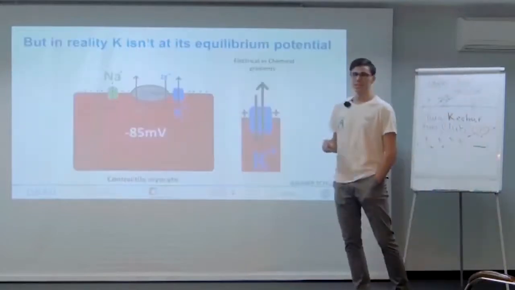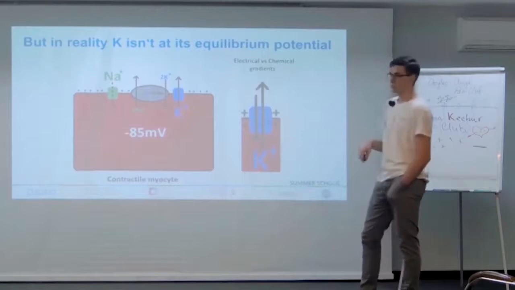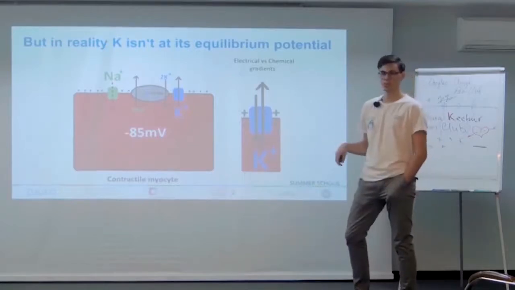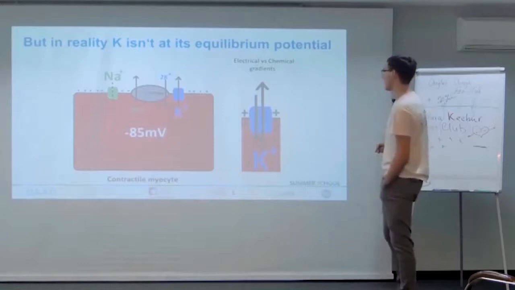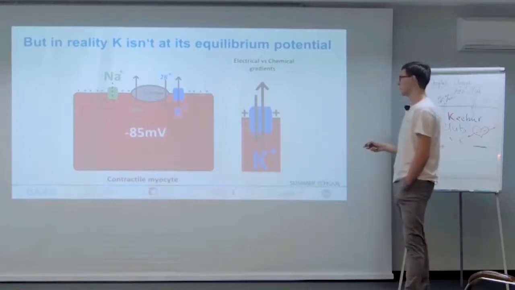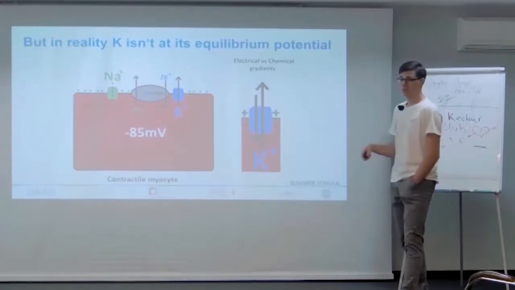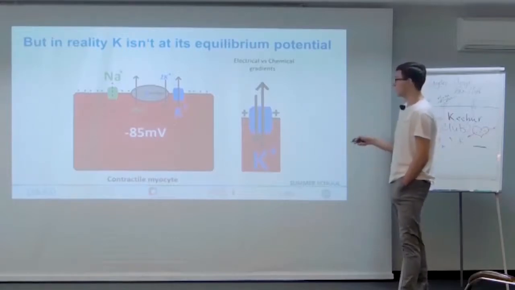Now, let's just sum everything up. This is a little bit complicated. Let's sum it up. Let's simplify it more. We have our potassium. We have our electrochemical gradient. So the electrochemical gradient, which is the sum of it, is directed outside of the cell. Yes? Yes.